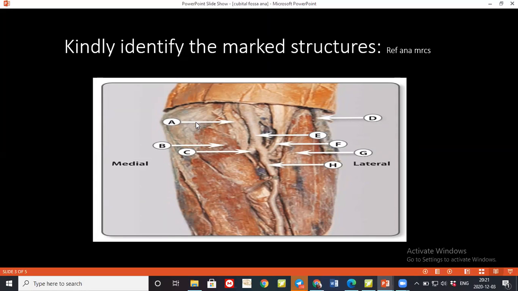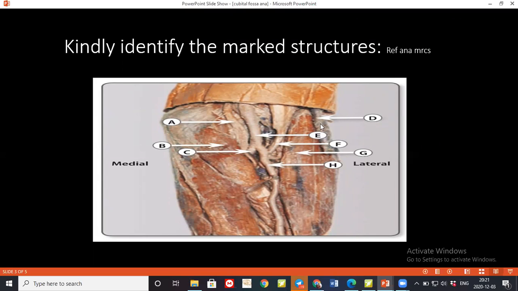Okay, from A. A will be the median nerve, left median nerve. B, please. B is a muscle, medially, that's pronator teres, left pronator teres muscle. And C, please. C is the ulnar artery, left ulnar artery. Yes.